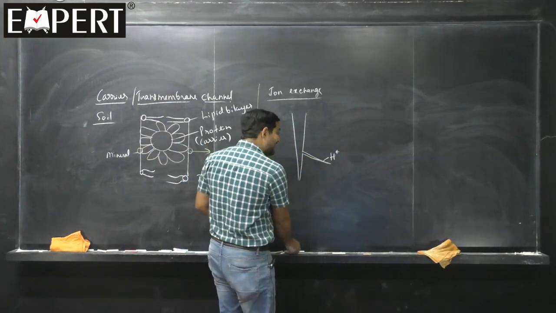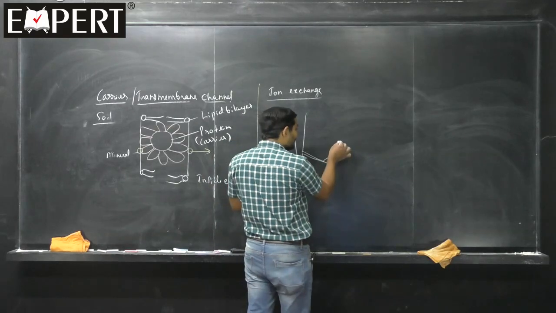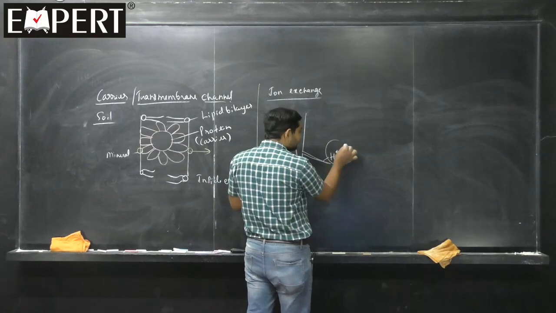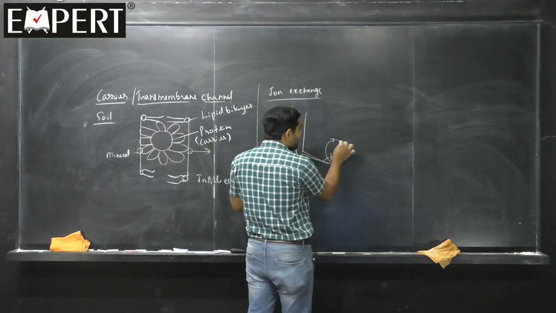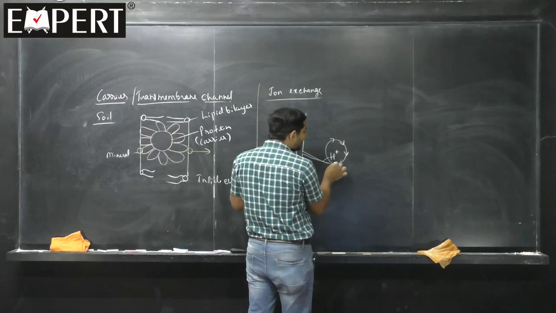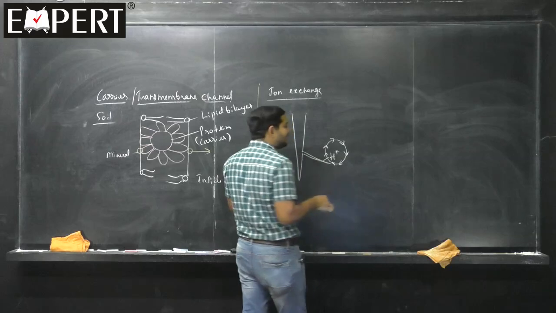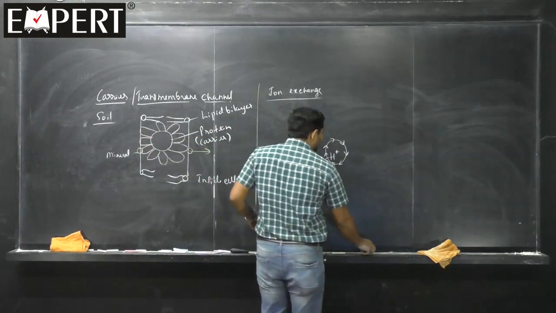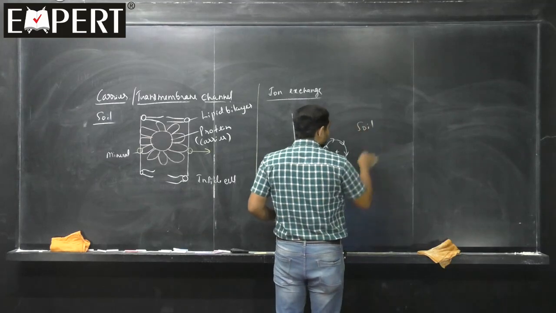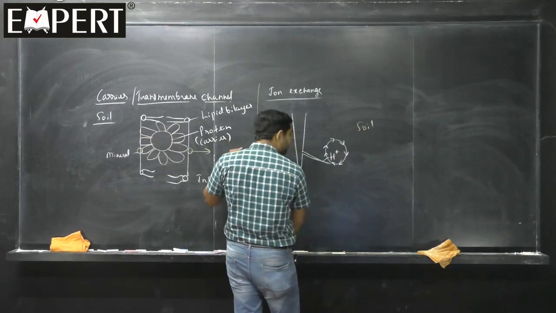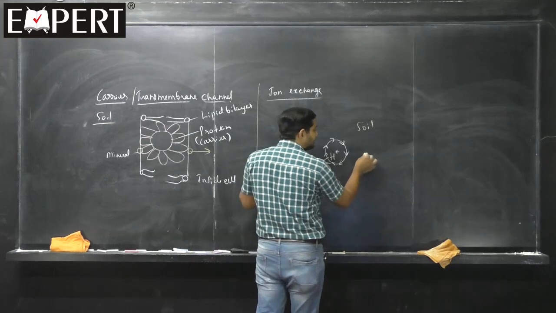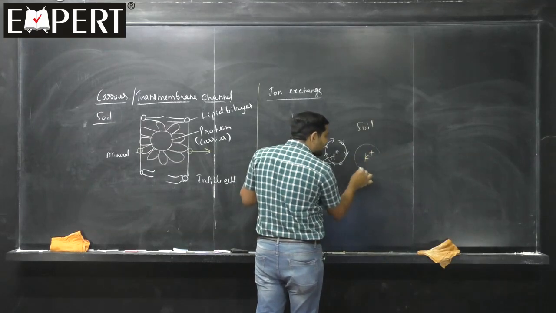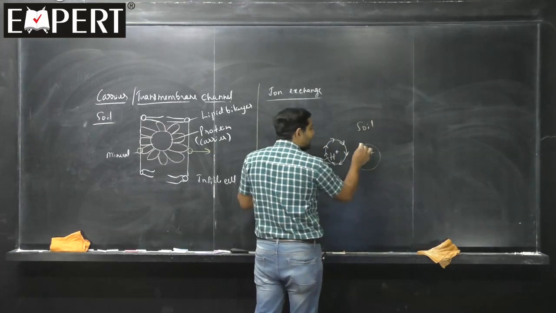You should understand that this H plus has its own orbital, and in this orbital the H plus starts oscillating. It starts oscillating in its own orbit. Okay, now here is the soil. Soil also has some minerals like potassium. Potassium also has its own orbit where it's oscillating.